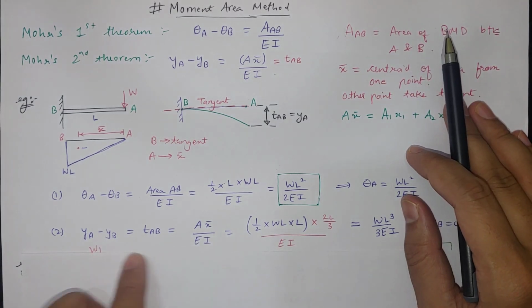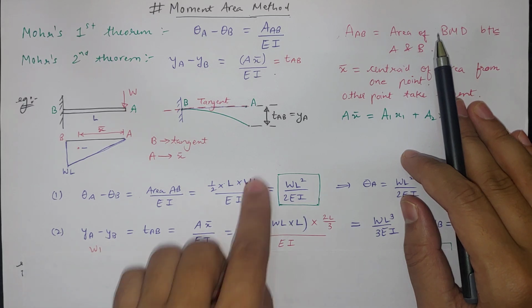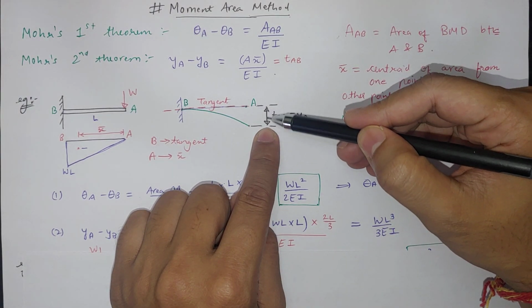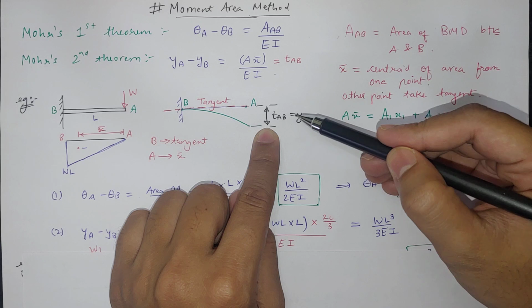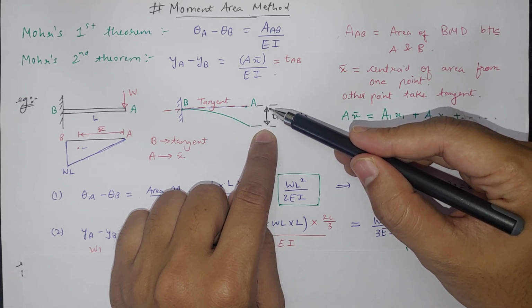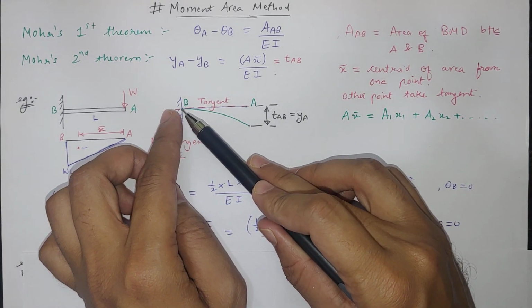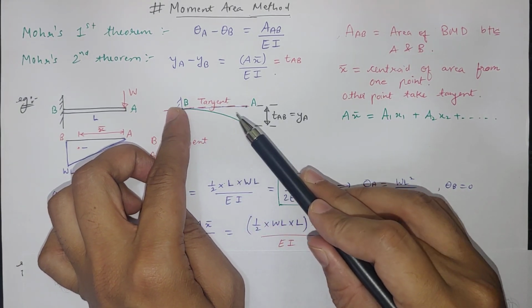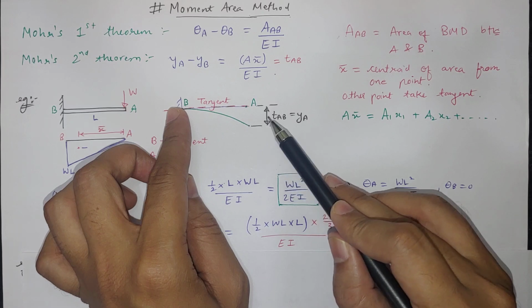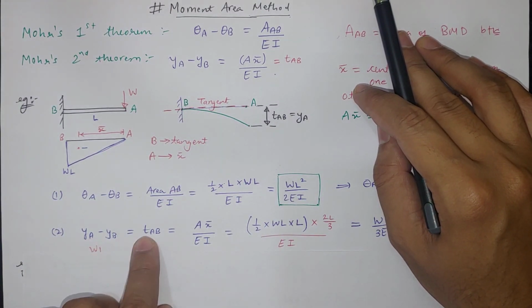So for deflection, if we see Ya minus Yb, that will be equal to this thickness A to B. So we'll not directly get a deflection, but we'll get the difference between point A and point B. So what is the deflection distance at point A and what is the deflection distance at point B? We get the difference. So I call it as TAB. So Ya minus Yb equal to TAB.